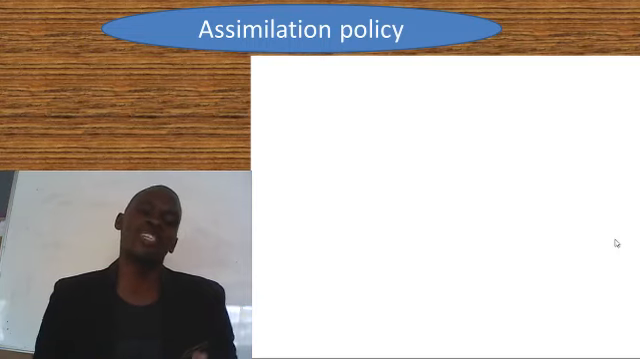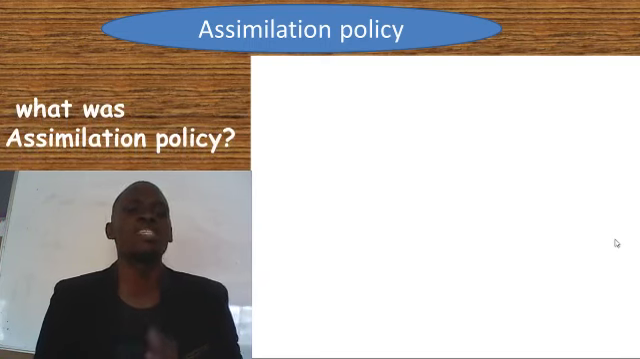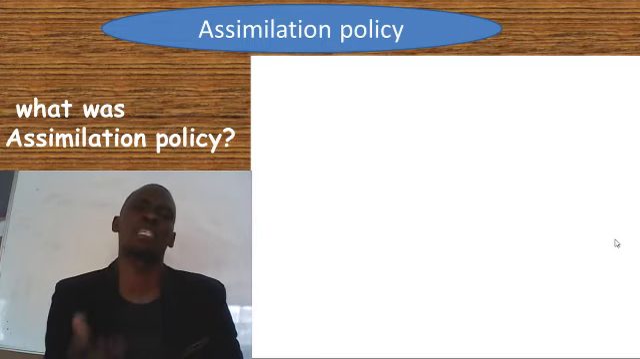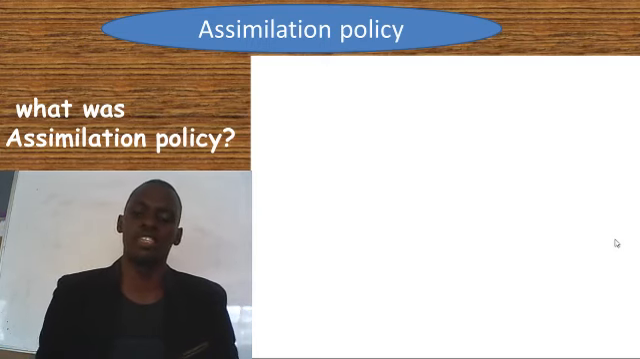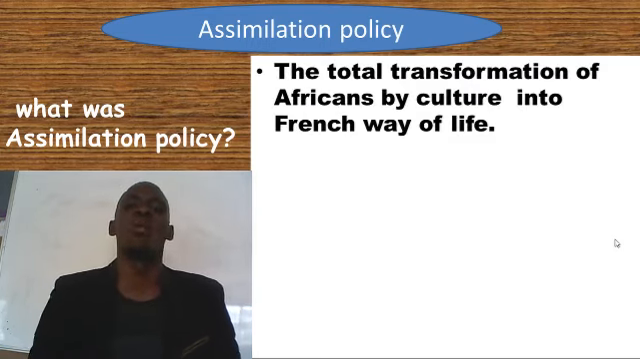Now, we want to start looking at assimilation policy in depth. Our first question is, what was assimilation policy? But before we look at this, I want to point out that the word assimilation comes from the word assimilate. That means to make somebody behave like. So what was assimilation policy? Assimilation policy, boys and girls, was the total transformation of Africans by culture into the French way of life.